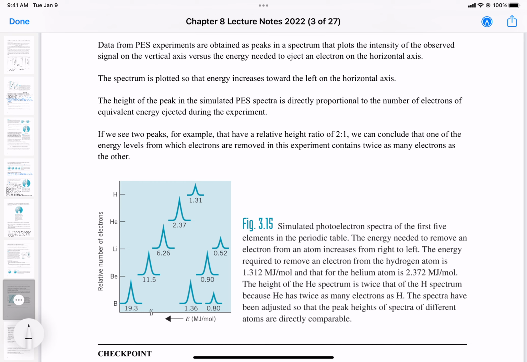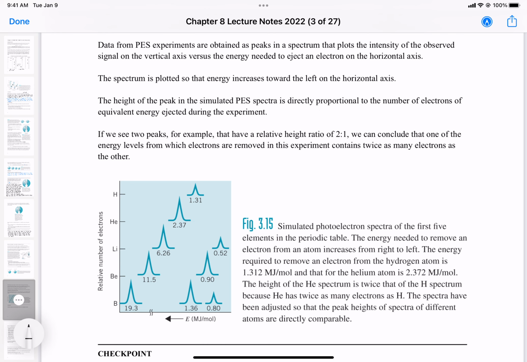One thing we also need to recognize is that the height of the peak is directly proportional to the number of electrons of equivalent energy ejected during the experiment. So if the height of the peak is higher, that means more than one electron can occupy a specific energy level or sublevel. That's useful information. If we see two peaks, for example, with a ratio of 2 to 1, we can say one of the energy levels from which the electrons are removed contains twice as many electrons as the other. And if we have two different energies, they must be in two different orbitals.